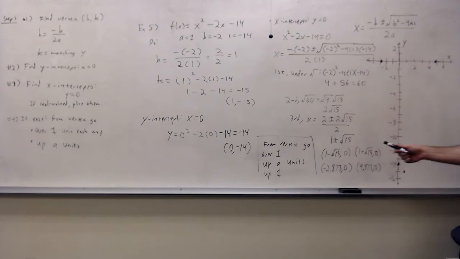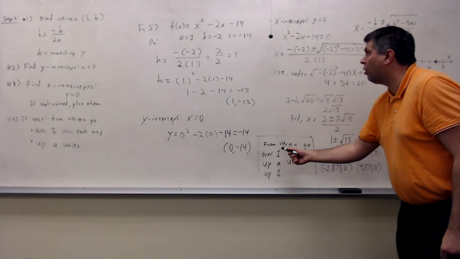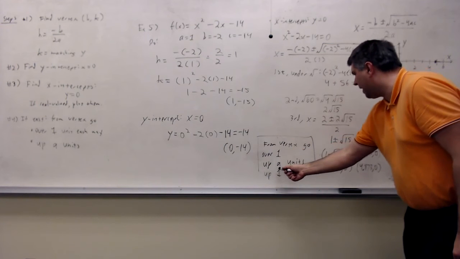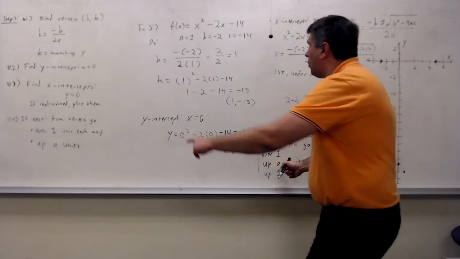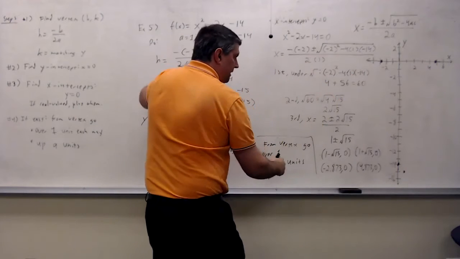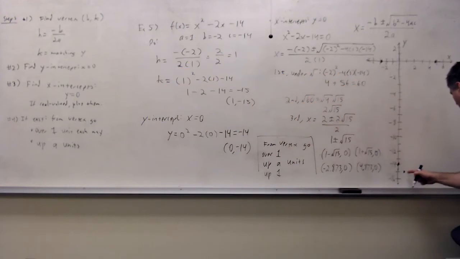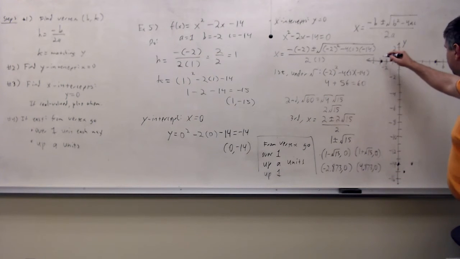All right, and from the vertex, I'm going to go over 1 unit and up a units. A is 1, so that means I'm going to go over 1, up 1, and over 1, up 1. So over 1, up 1, over 1, up 1. All right, which also gave me the counterpoint to the mirror image of the y-intercept. So this is enough. I'm going to go ahead and put it through.